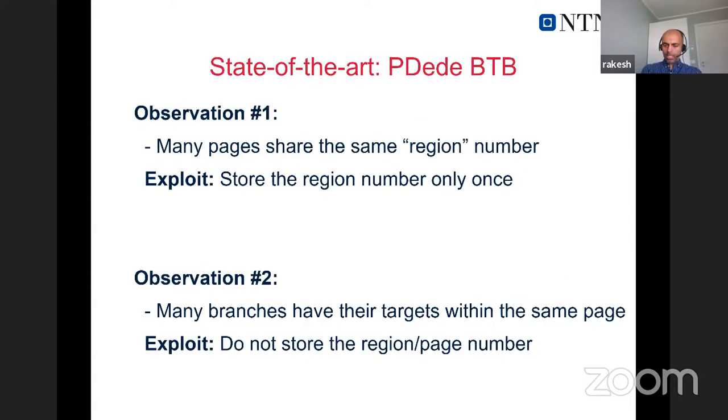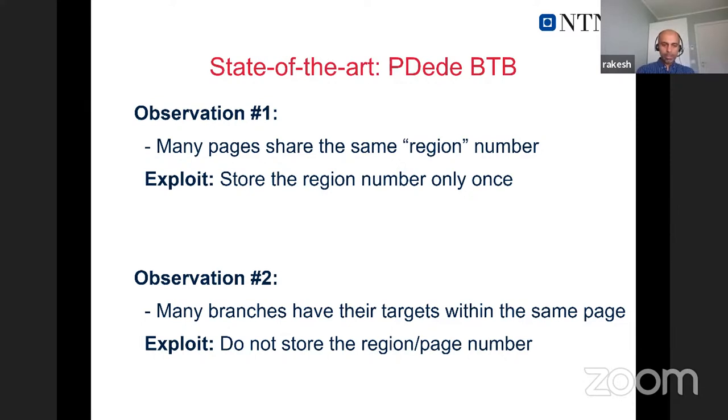The state-of-the-art BTB design, PDede, improves upon that design, and they specifically make two observations. The first is similar to the observation made by the prior work: there are different pages that share the same region number. So just like there was the notion of page and page offset, they add one more dimension of region and region offset. There can be multiple pages within a region with the same region number. As a result, they store the region number only once, and then they have the different region offsets in addition to different page offsets.